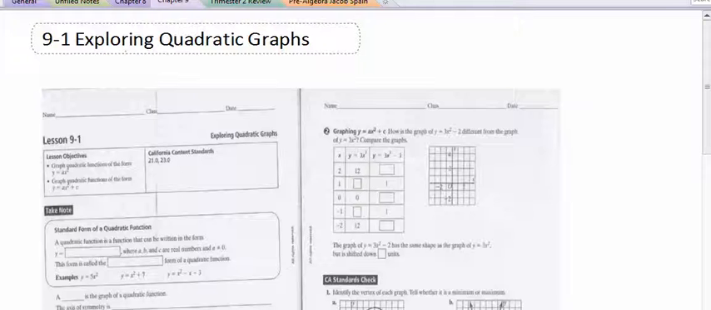Okay, so today's objectives: we're going to graph quadratic functions in the form y is equal to ax squared, and then we're also going to graph quadratic functions of the form y is equal to ax squared plus c. Okay, so now we're going to take some notes. There are some blanks that we need to fill in as we read through these notes.